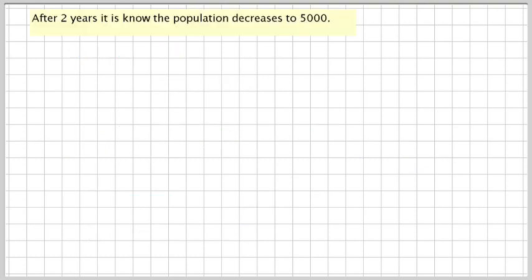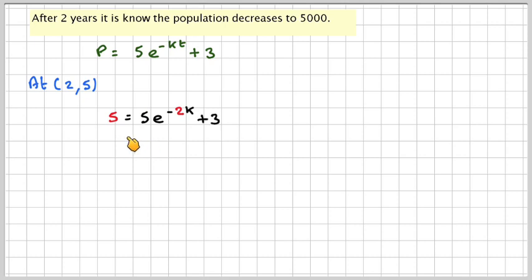Right, it is known after 2 years that the population decreases to 5,000. So we've got P = 5e^(-kt) + 3. Substituting in, P is 5. Remember, we're working in thousands, so we get 5 = 5e^(-2k) + 3. Minus 3 from both sides, we get that 2 = 5e^(-2k), and we get e^(-2k) = 2/5.